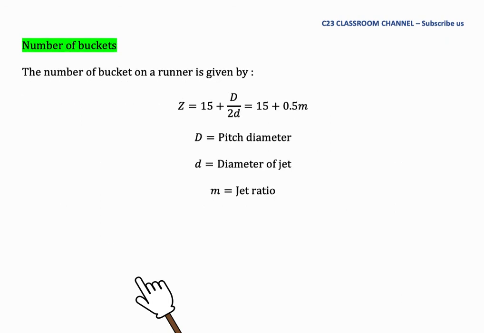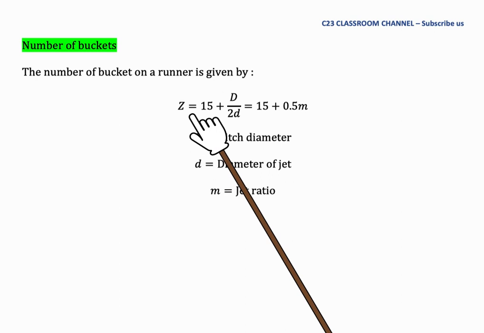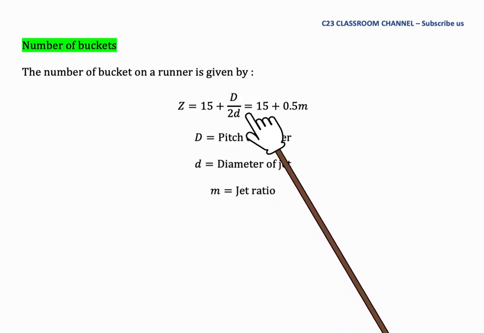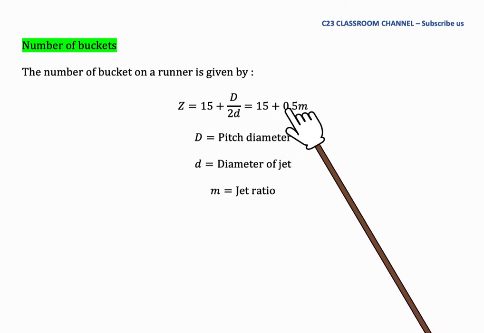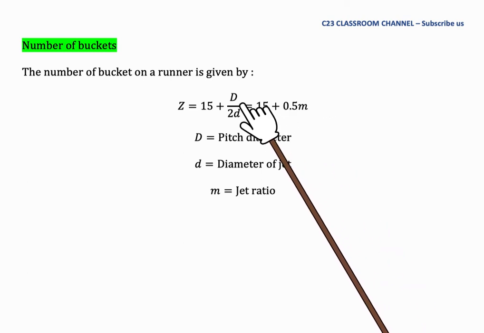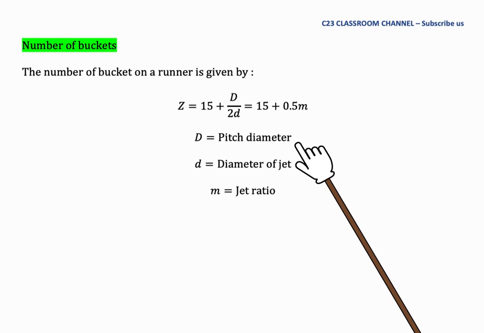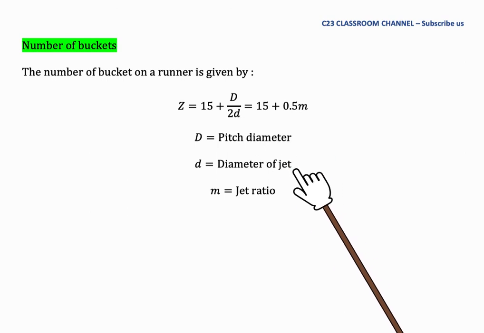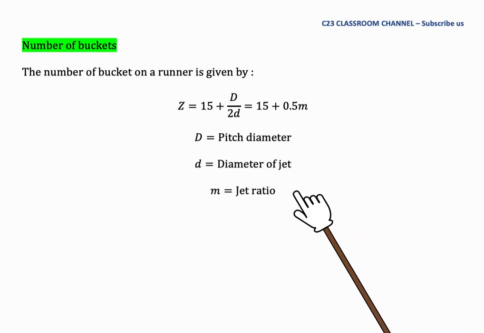Number of buckets. The number of buckets on a runner is given by Z = 15 + D/2d = 15 + 0.5m, where capital D here is the pitch diameter, the small d here is the diameter of the jet, and m here is the jet ratio.